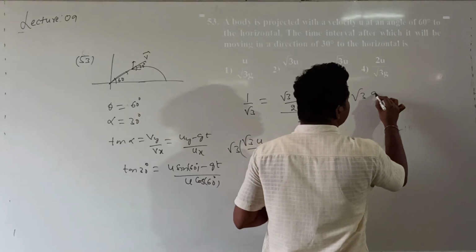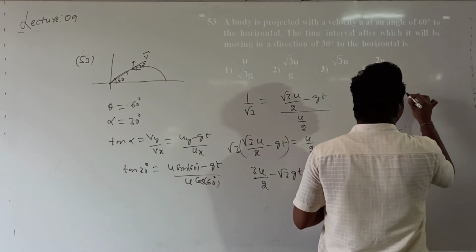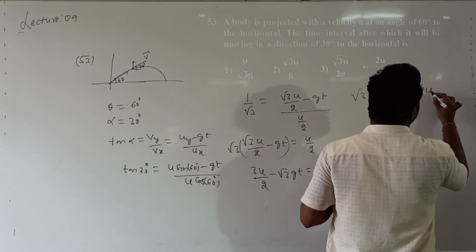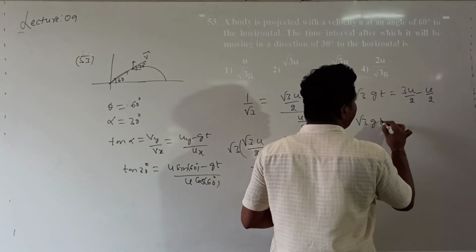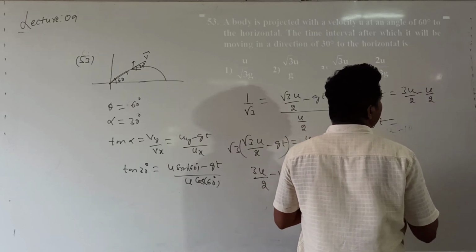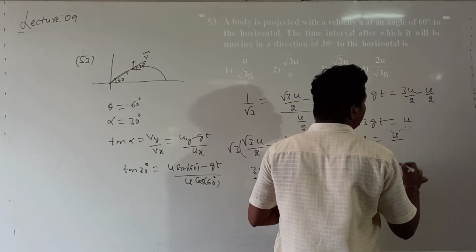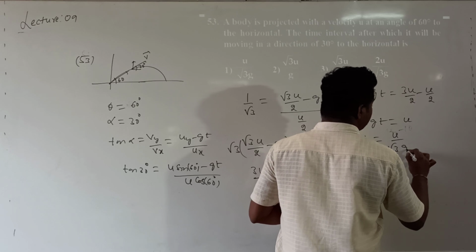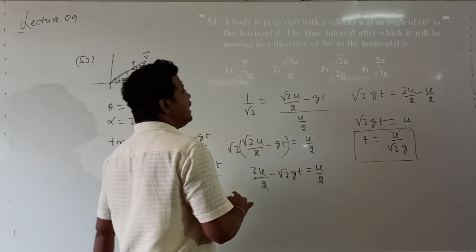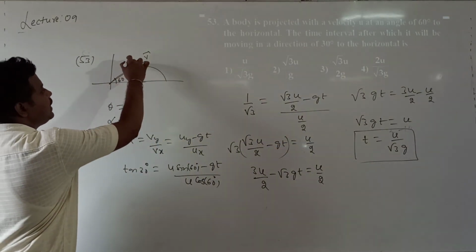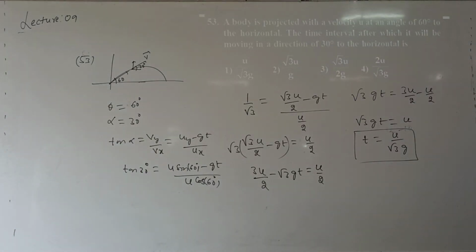Then root 3 into g into t will be equal to 3u by 2 minus u by 2. Right? So what will I get? Root 3 into g into t will be equal to 3u minus u, that is 2u by 2, so that is u. Then t is given by u divided by root 3 into g. What is this t? T is the time after which the resultant velocity makes an angle of 30 degrees with the horizon. Okay? So that is question number 53.